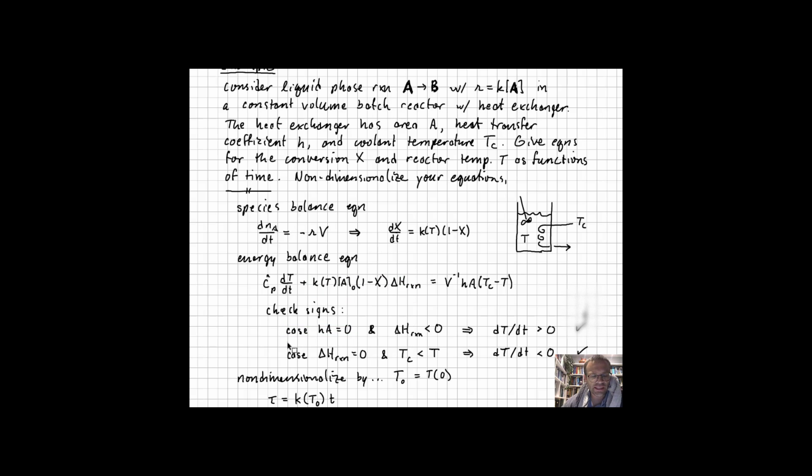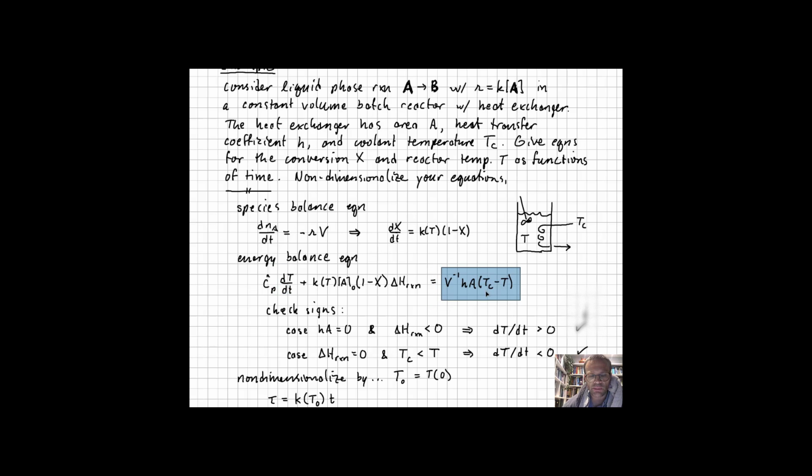In the next test, we can check the case where delta H of reaction is 0, so the reaction is neither exothermic nor endothermic, and Tc, the cooling liquid, is coming in at a temperature colder than the reactor. If that's all working correctly, then intuitively the temperature in the reactor should be dropping. If we go back and look, indeed when Tc is less than T, this term is going to be negative, and that makes this temperature derivative with respect to time less than 0. So that checks out. Apparently we have the correct sign on the Q term also.